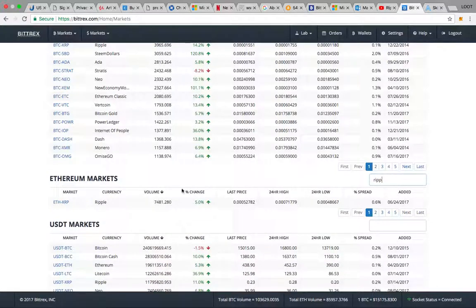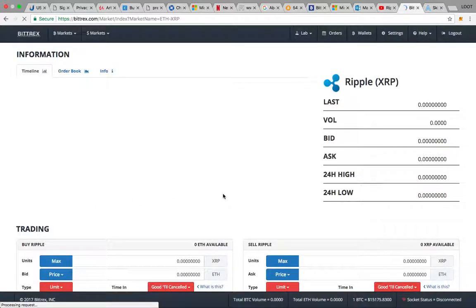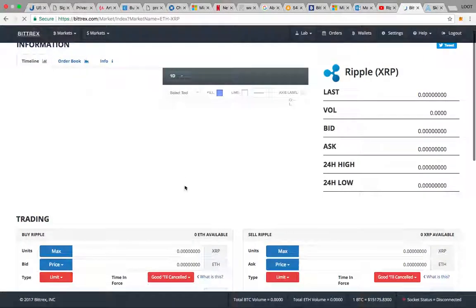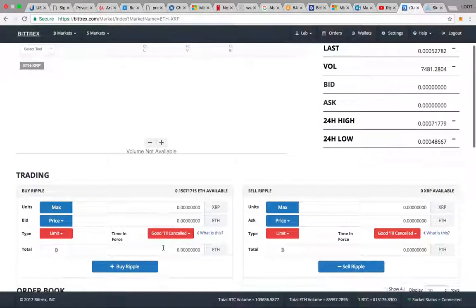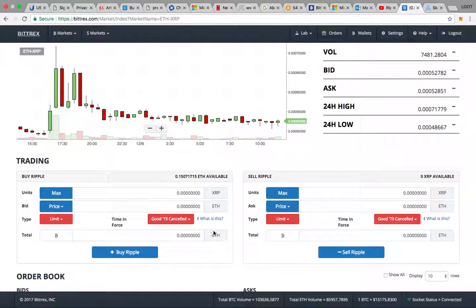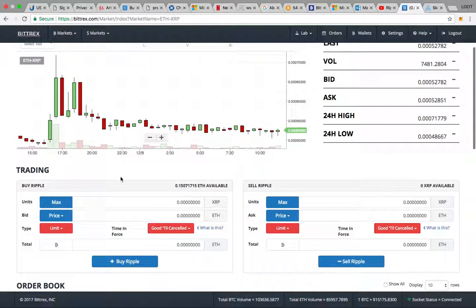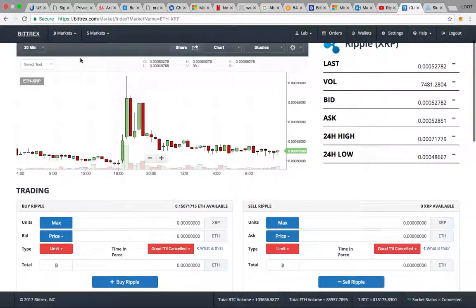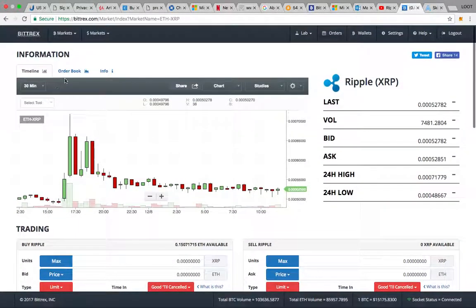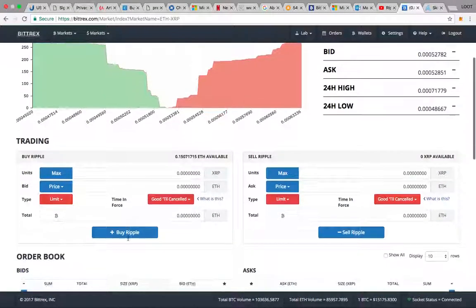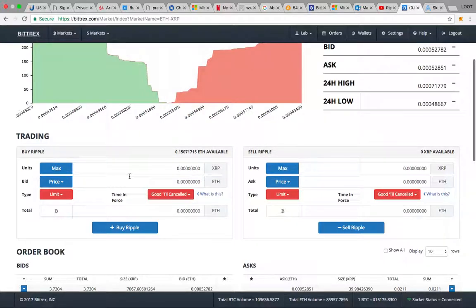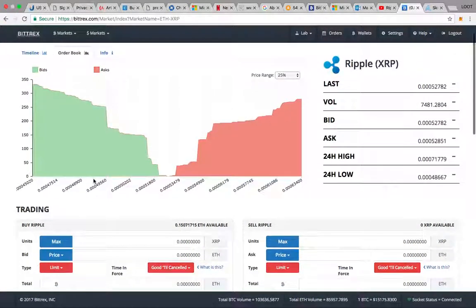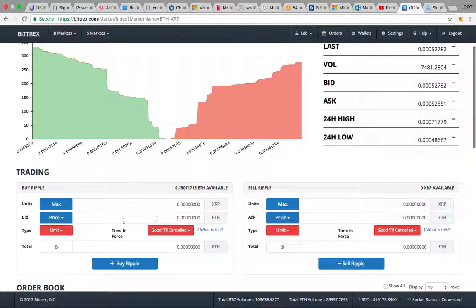Ethereum, Ripple, boom. All right, so got your chart here. I'm going to spend all the Ethereum that I have here. So as far as units are concerned, I'm trading right now and I am buying. So I'm going to go to the order book. Buy Ripple, sell Ripple. So I'm going to buy, and max, yep.